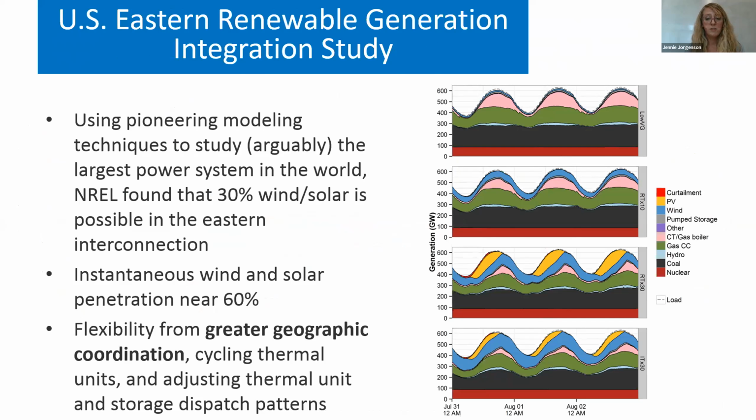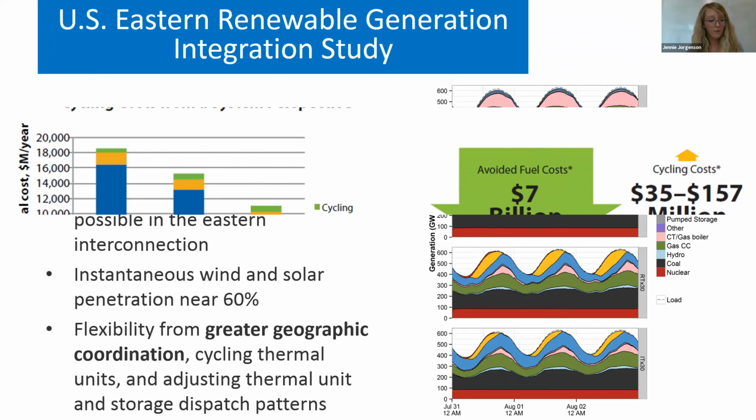But NREL used pioneering modeling techniques to look at levels of 30% wind and solar in the eastern US as well. And many of the same trends emerged from those that we saw in the western US. Specifically, 30% levels of VRE was balanceable with very little curtailment. Thermal generation required more cycling and perhaps different operating schemes, maybe turning off more often, et cetera. But no terrifying integration issues were revealed here either.